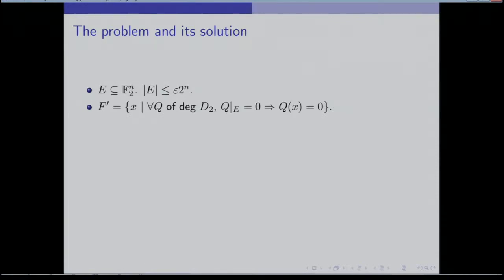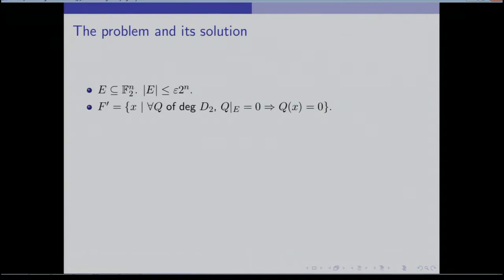And what you want to know is the size of this set f prime. The set f prime is defined as follows. All polynomials of some degree that vanish on E are also forced to vanish on the set of points in f prime. So being 0 on E forces polynomials of this degree to be 0 on a bunch of other points. And how large is this set of points? This is a very natural question. It's a question about closure of polynomials and how large they can be. But it's a kind of degree-fixed closure.